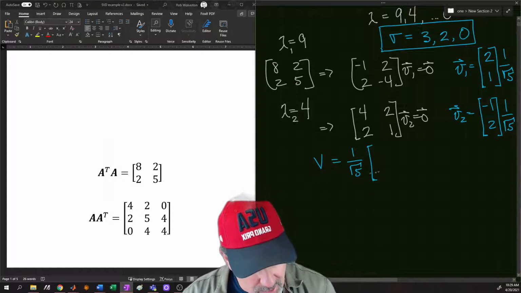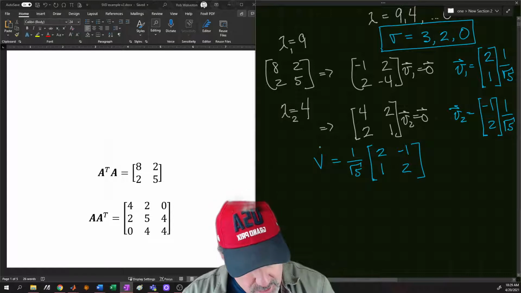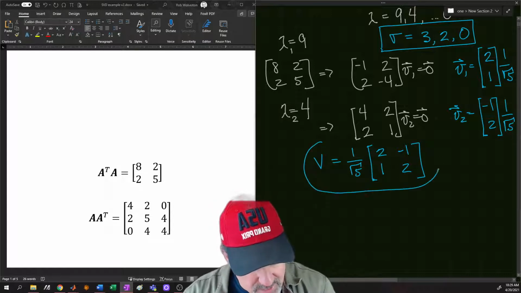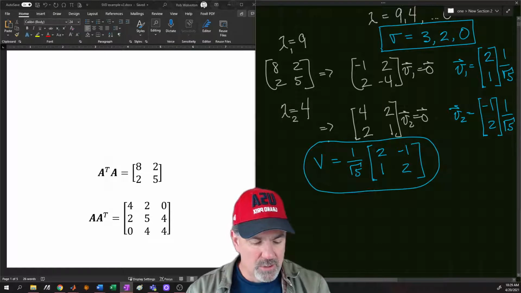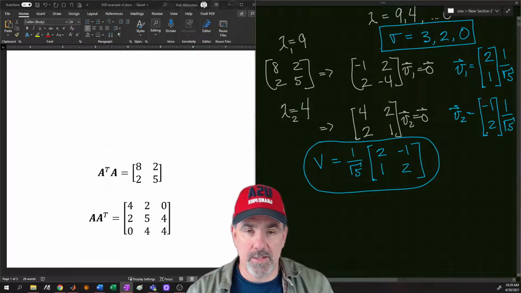But now that I know where I'm going with this, we have the 2, 1, and the negative 1, 2. And so this is my matrix V right here. And I could have, of course, told what V2 was going to be because I know it has to be orthogonal to V1. That's one of the requirements for the eigenvectors of symmetric matrices.